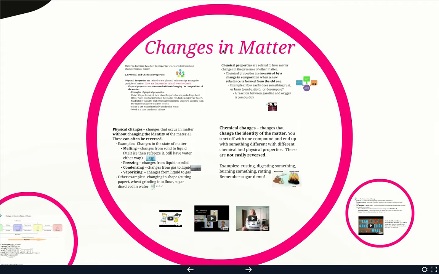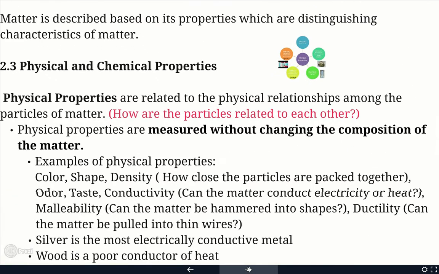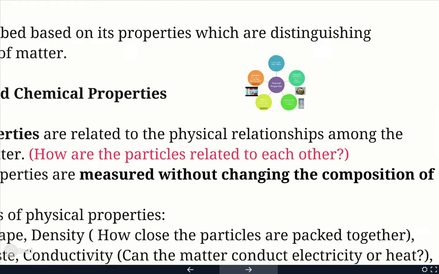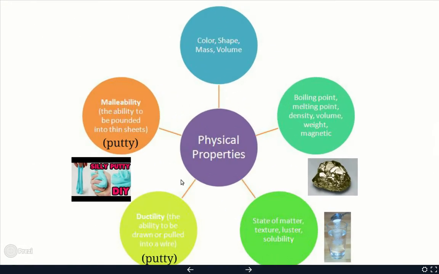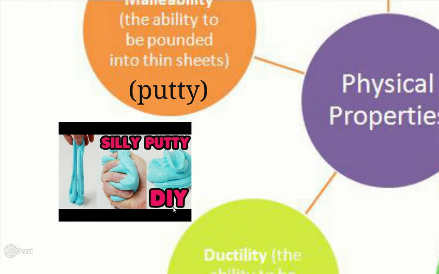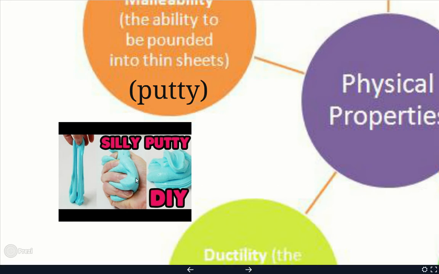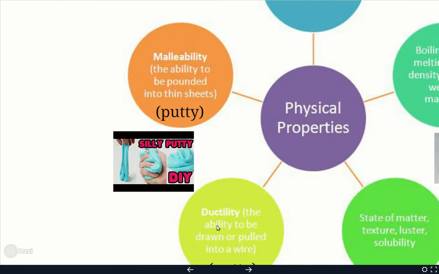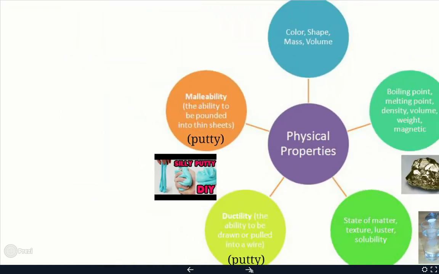Changes in matter. So first, matter is described based on its properties, which are its distinguishing characteristics. So we have physical and chemical properties. Physical properties are things like malleability, which is how you can pull the silly putty out, or you can mold it into something else. Malleability has to do with those kinds of properties. Ductility is pulling it into kind of strings. You could also do that with silly putty.